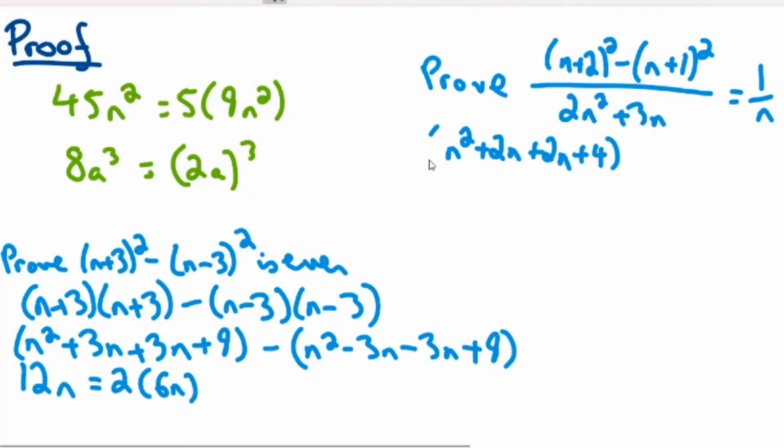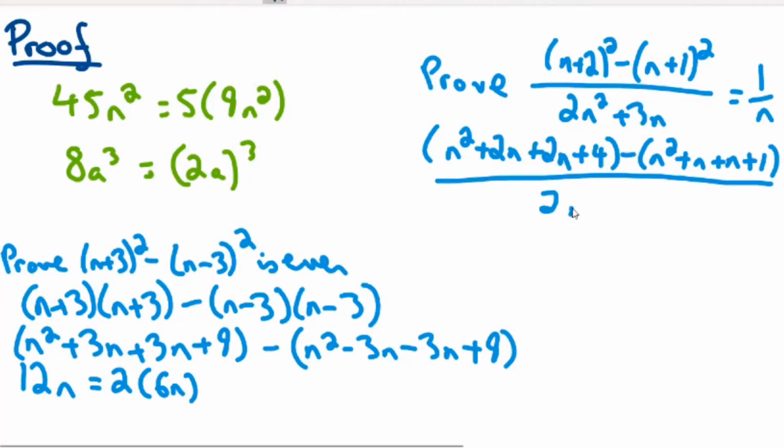That's our first bracket expanded. Then minus n times n is n squared, n times 1 is n, 1 times n is n, and 1 times 1 is 1. And that's all for now, still over 2n squared plus 3n. Just bringing together like terms, n squared minus n squared is going to cancel. 2n add 2n is 4n. n add n here is 2n. So 4n minus 2n is just 2n. And 4 minus 1 is going to be 3. So it's 2n plus 3 over 2n squared plus 3n.